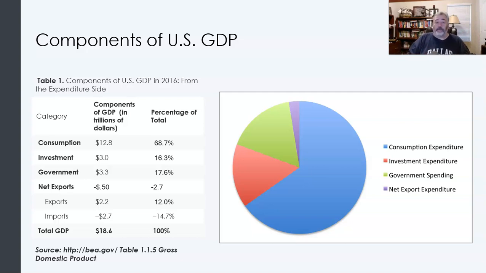But if foreign consumers buy some of our stuff, then that adds to our GDP. But we consume more foreign goods than foreign consumers consume of our goods. So we run a trade deficit. We'll get into this more at the end of the semester. But you can see, again, we're at almost 20 trillion in output. That is a massive number.